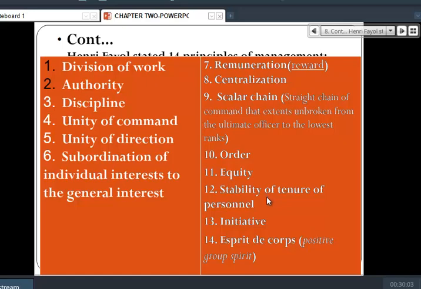So the centralization and decentralization for management, the owner of this is Henry Fayol. They also have a straight chain of command that extends unbroken from the top officer to the lowest rank. Also, Henry Fayol proposed something new as equity, how the staff are equal to each other in the company, and the stability of the tenure of the personnel.